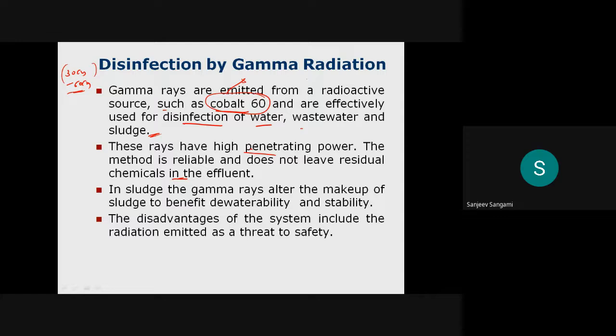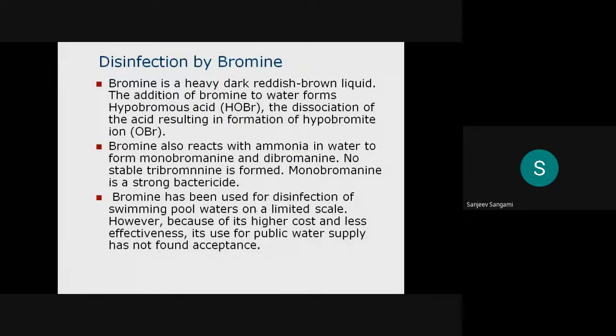No residuals are absorbed. In the sludge, the gamma rays alter the makeup of the sludge, benefit dewaterability and stability. So this we will not discuss. Only we'll discuss about the water treatment facility itself. So overall, you can say that even the gamma radiation is used for the treatment of the water to kill the pathogens.